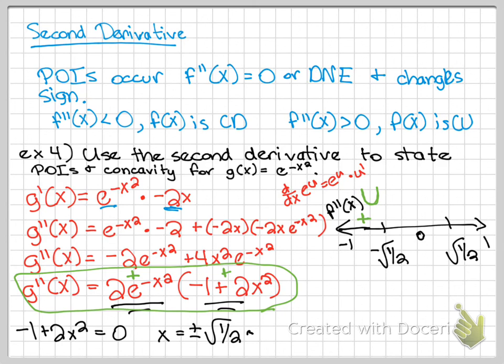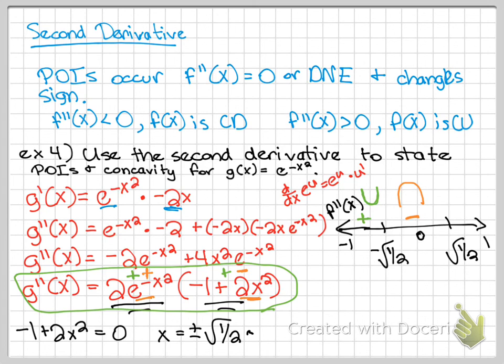Now I need to figure out what's going on at 0. I'm going to use a different color to do this. So we'll use orange. If I'm writing in orange, I'm talking about x equals 0. So if I plug in 0 here, I get e to the 0. Well, that's just 1 times 2. That's a positive. If I plug in 0 here, I get 2 times 0, that's 0, plus -1 is a negative. So I have a positive times a negative, which means that the second derivative is negative in between our two critical values, so f of x is concave down.